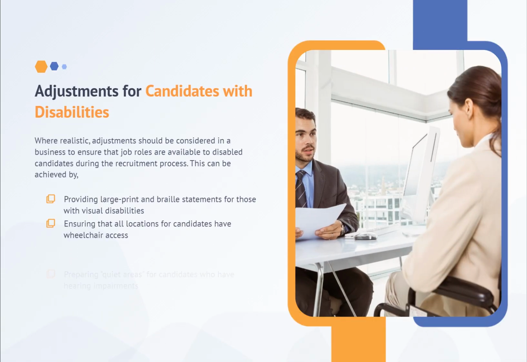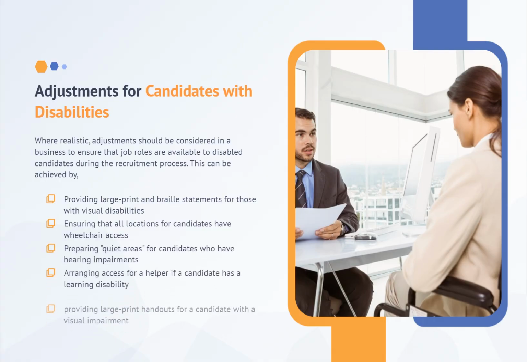Adjustments for candidates with disabilities. Where realistic, adjustments should be considered in a business to ensure that job roles are available to disabled candidates during the recruitment process. This can be achieved by providing large print and braille statements for those with visual disabilities, ensuring that all locations for candidates have wheelchair access, preparing quiet areas for candidates who have hearing impairments, arranging access for a helper if a candidate has a learning disability, providing large print handouts for a candidate with a visual impairment.